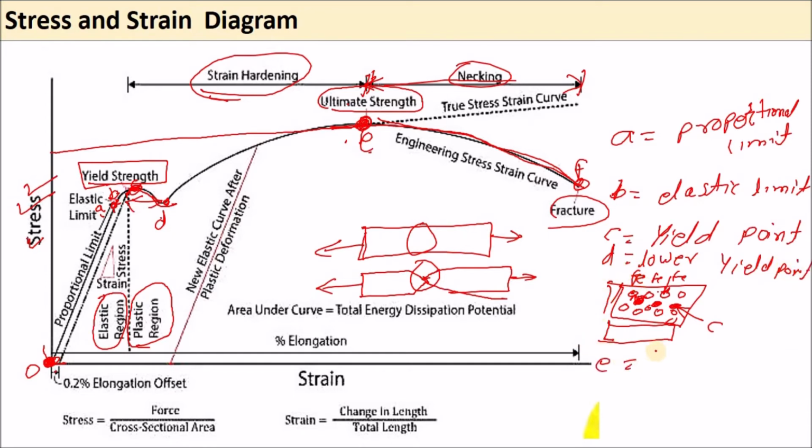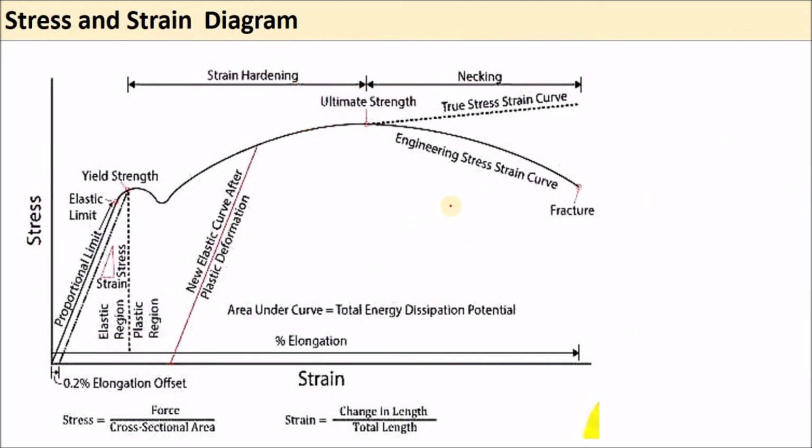Point E will be the ultimate strength. Point F will be the fracture point. Like that, we are getting this type of curve, and this curve is known as the engineering stress-strain curve. This one. But actually the area is decreasing.